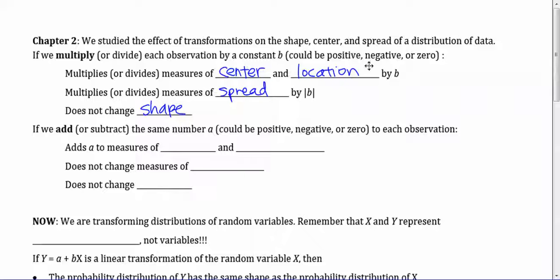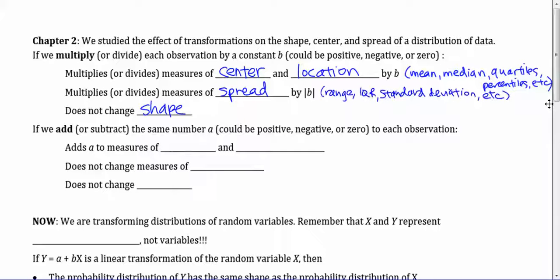So hang on a second, what do I mean by measures of center and location? Well, I'm going to mean things like mean, median, quartiles, percentiles. These are measures of location, things like that. Your max, your min, stuff like this. Measures of spread include things like standard deviation, range, interquartile range, stuff like that. So multiplying or dividing changes your measure of center, changes your measure of spread, does not change your shape.